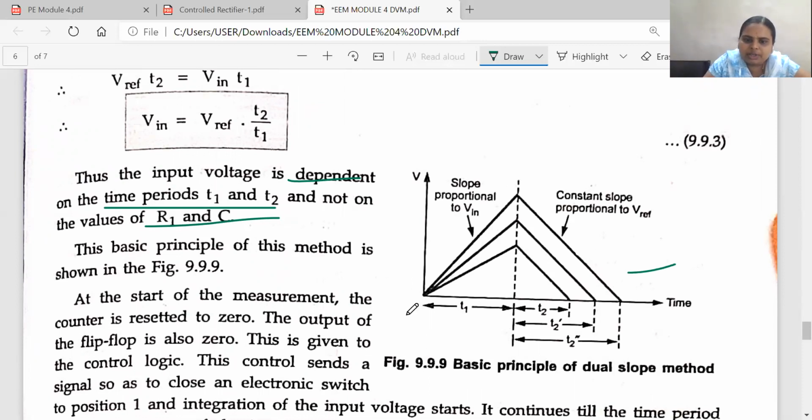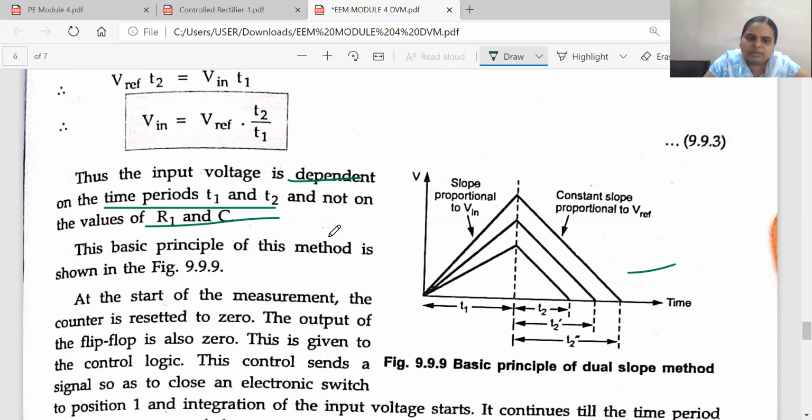In the time period T1, our capacitor is charging. When it is connected to the second switch, it goes on discharging the capacitor. The time period it takes, we have to note down. For T1, different slopes are taken. Like this, the basic principle of a dual slope integration type DVM works, where the slope is across time to voltage.